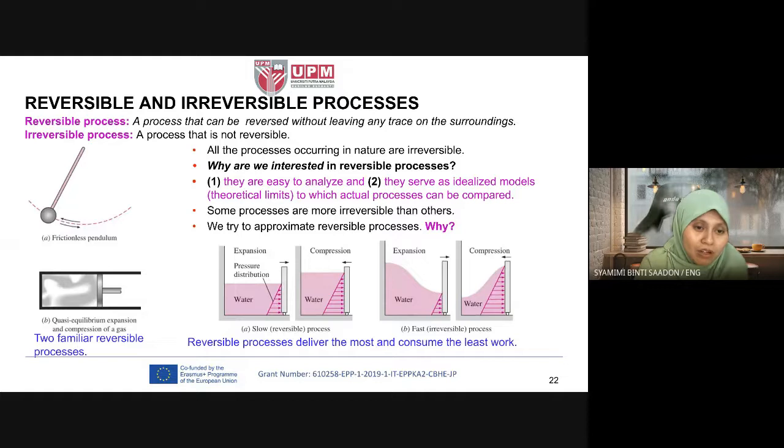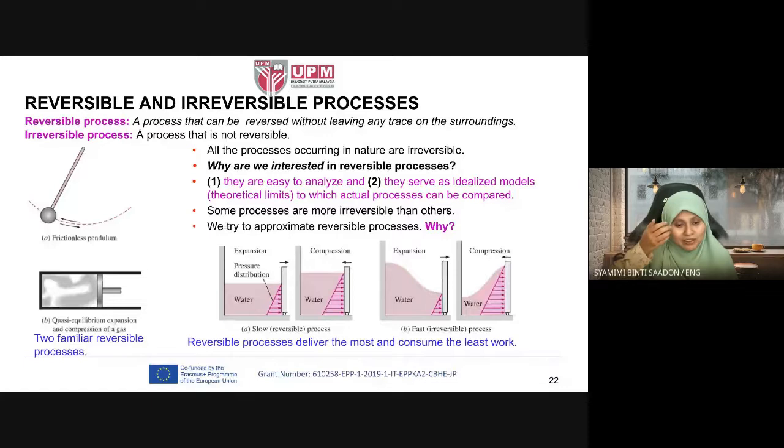All the processes occurring in nature are irreversible. Why are we interested in reversible processes? Because they are easy to analyze. Of course, it is easier, because we assume that everything goes correctly, nothing went wrong. They serve as an idealized model, theoretically, to which actual processes can be compared. So we can use this like a reference baseline.